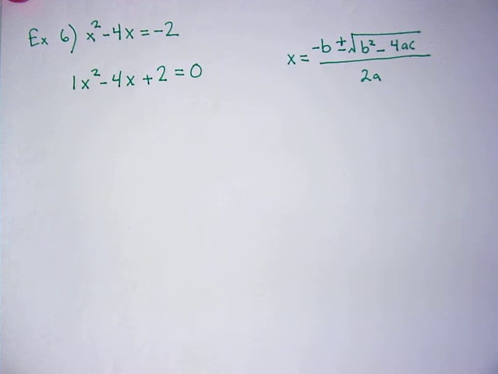X equals negative b plus or minus square root b squared minus 4ac divided by 2a.